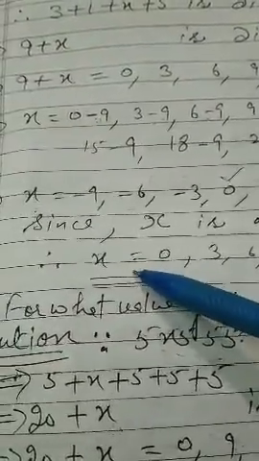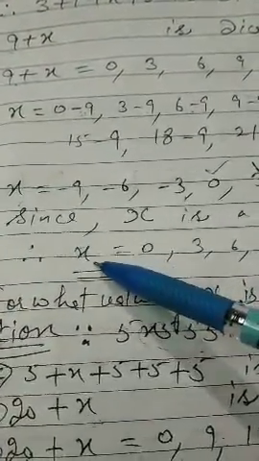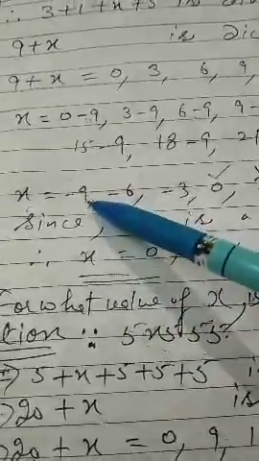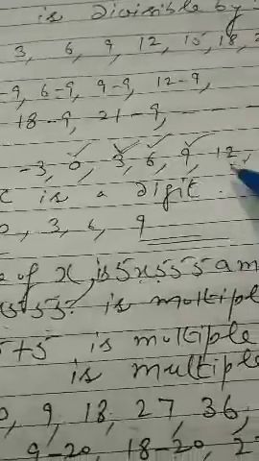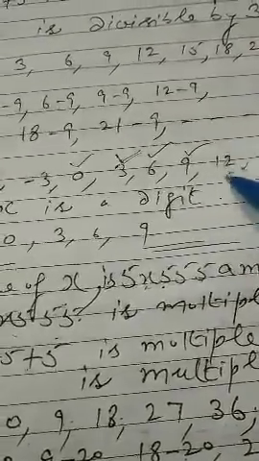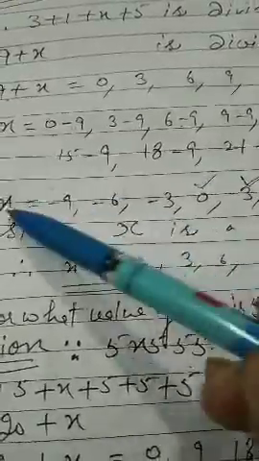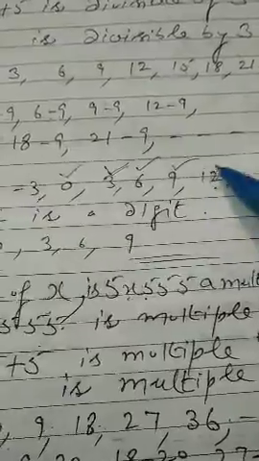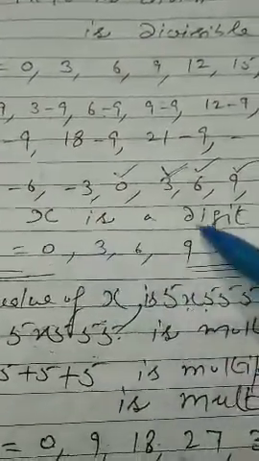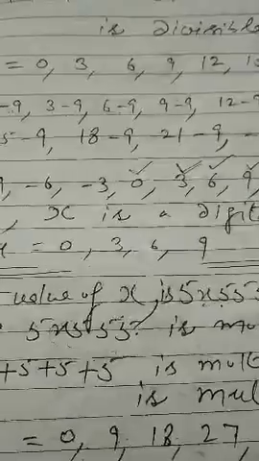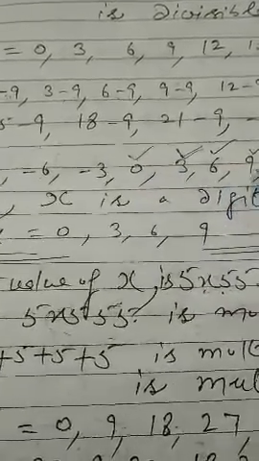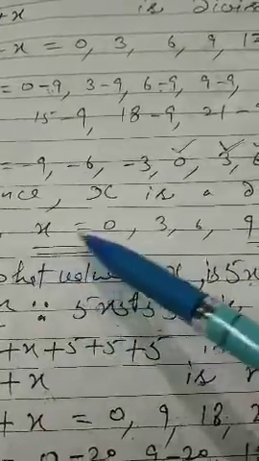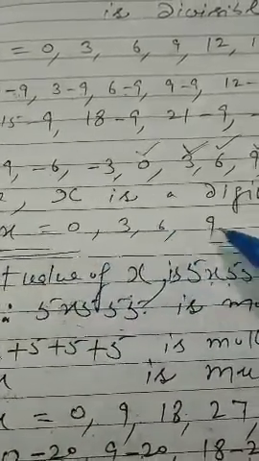Yes, students, keep one thing in your mind while writing the answer. Neither are we going to take any negative value nor a 2-digit value. Again, I'm going to explain, I'm not taking any negative value or a 2-digit value. Since x is a digit, therefore the value of x can be 0, 3, 6, 9. So your answer is x is equal to 0, 3, 6, 9.